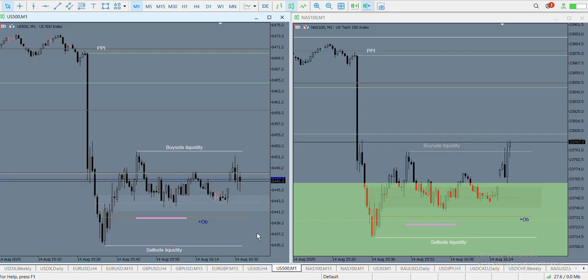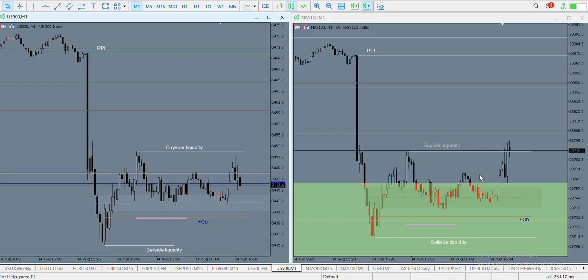14th of August 2025. We're looking at NAS 100 and US 500. We've just opened up for index futures. The time is 4:32 p.m. my time, but it's 9:32 in the New York session.